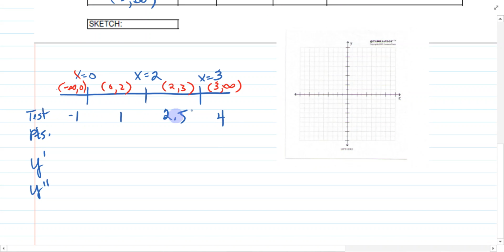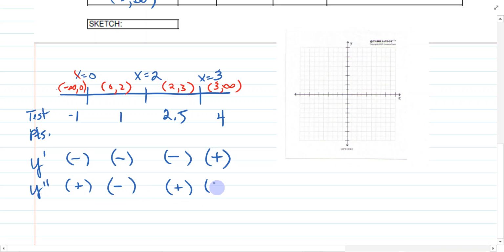All right, the test points that we used had to fall in between these two numbers. Okay, so when you do that, I'm assuming you will do that work, we will end up getting those for the first derivative, and then we'll get this for the second derivative.